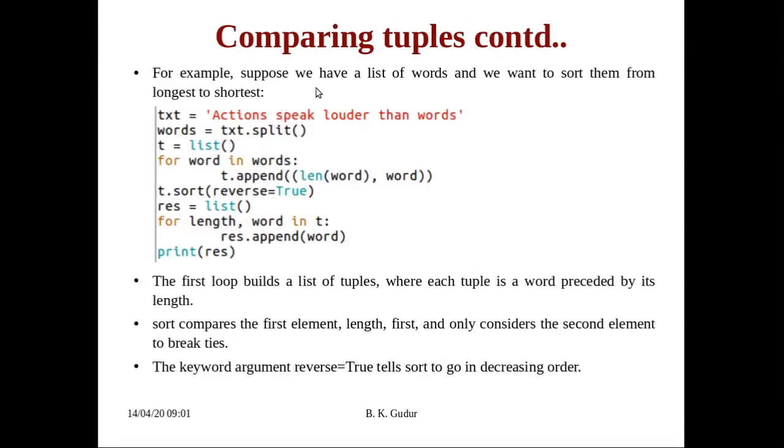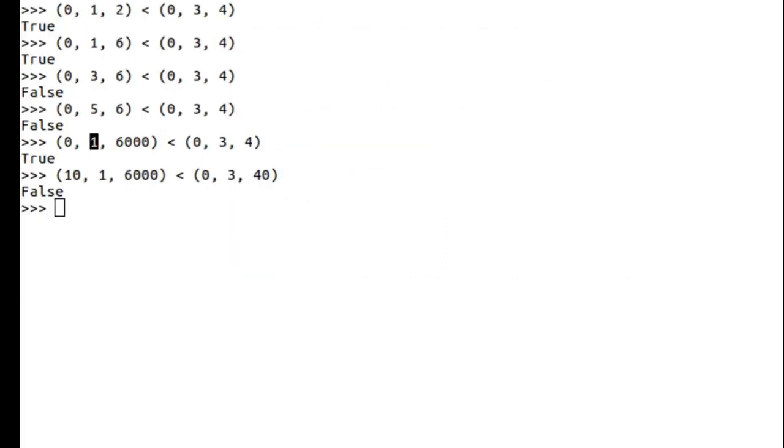For example, suppose we have a list of words and we want to sort them from the longest word to the shortest. Let us consider there is a sentence like, actions speak louder than words. Here I want to arrange these words. The first word should be the longest and the last word should be the shortest. How can we do that? We can use a tuple for this, and let us see how to write the program for this.